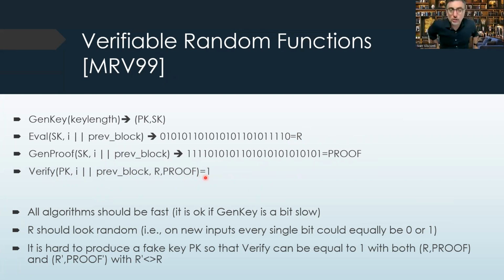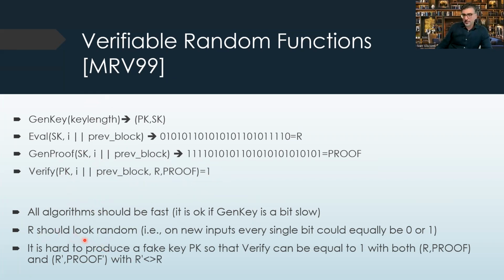Okay? So I didn't tell you how we can construct a verifiable random function. I'm just telling you this is the way it's formally defined in terms of algorithms. These are the inputs that should be provided, and these are the outputs. Okay, all algorithms should be fast because otherwise we waste time, right? Gen key can be a bit slow because normally you don't generate keys all the time, right? But the rest, eval, gen proof, verify, should be fast.